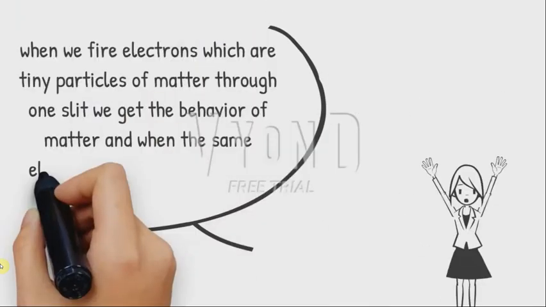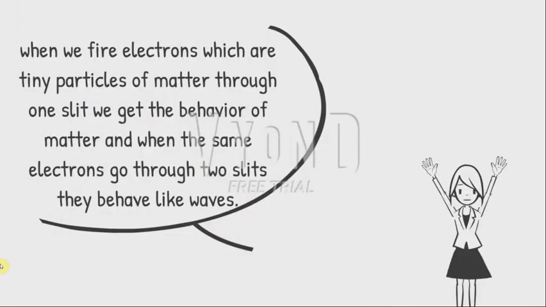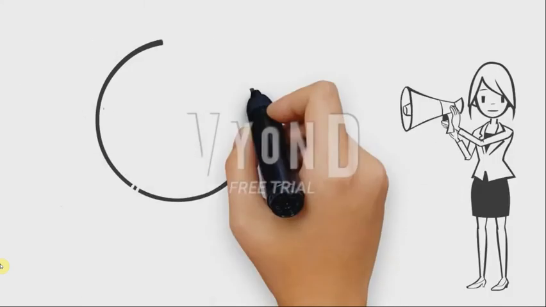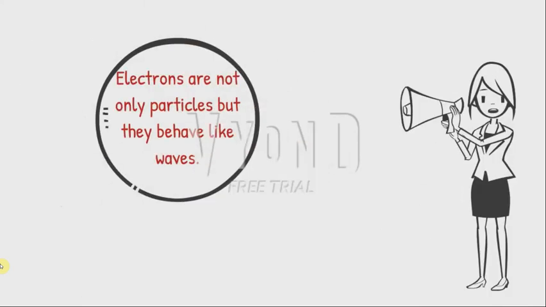So, when we fire electrons, which are tiny particles of matter, through one slit, we get the behavior of matter. And when the same electrons go through two slits, they behave like waves. Electrons are not only particles, they behave like waves. They're like particles that have wave properties.